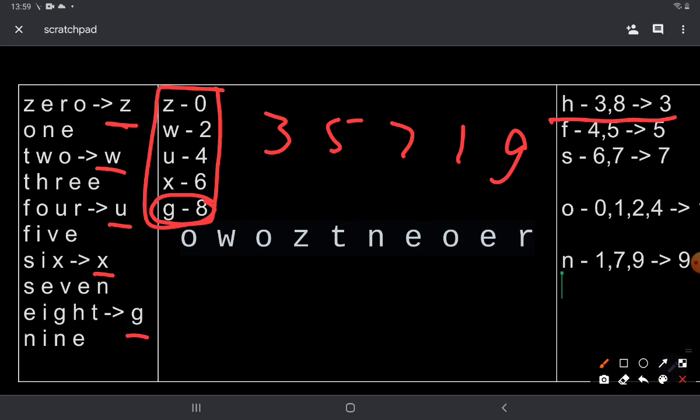Similarly for 5, it shares F with 4 and itself. So if we have identified 4s through U's, then if we find any F's, it would definitely be 5. So this way we can identify 5, and similarly for 7.